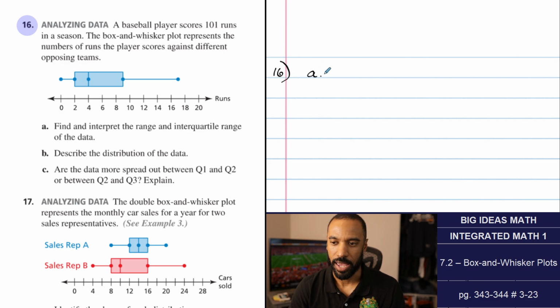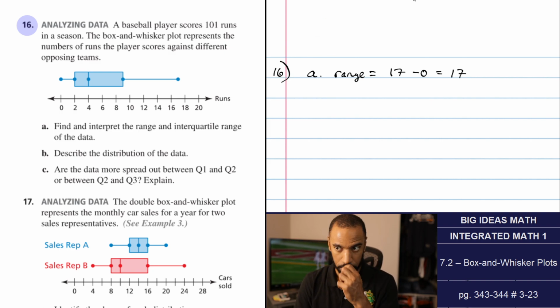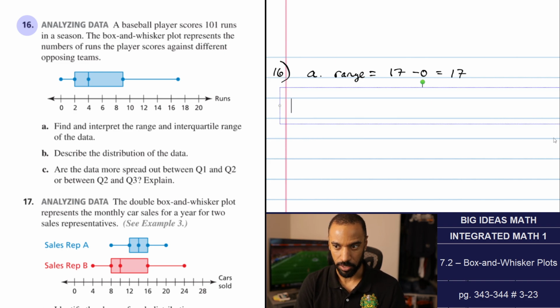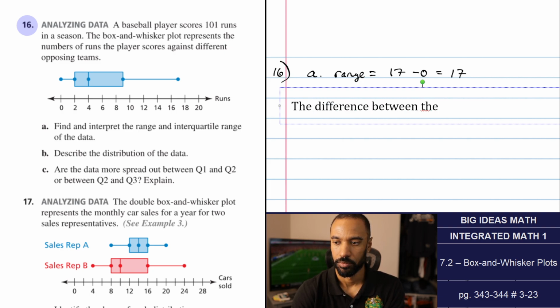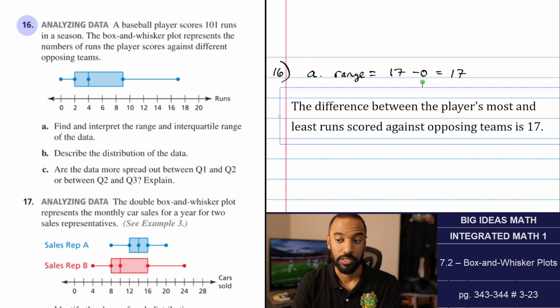So on 16 part A, we have a range as a whole of, I'll put equals, that max is 17 and min is 0, so that's 17. So in terms of interpreting that, the difference between their most runs scored against a team and least is 17. Runs, that is.